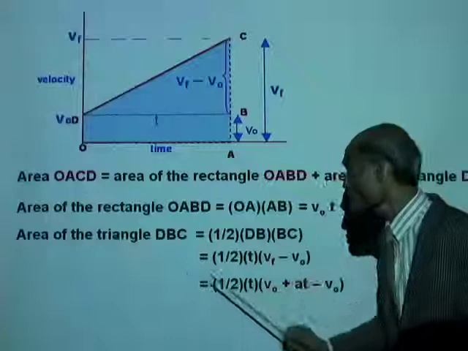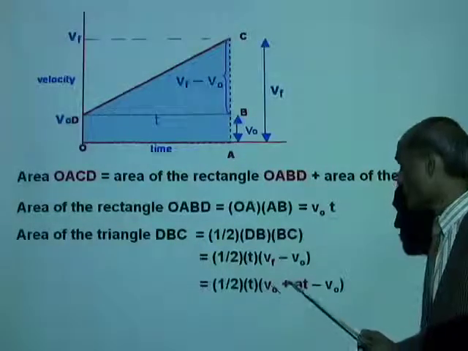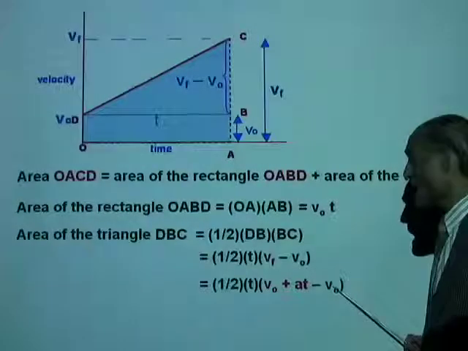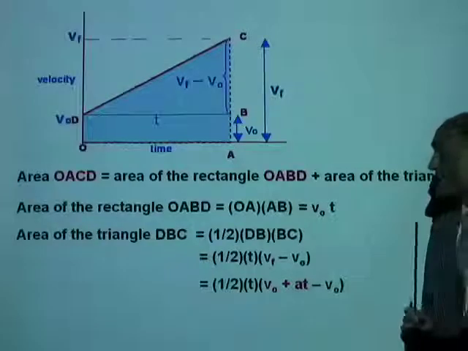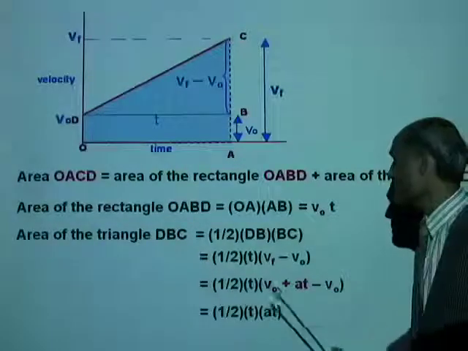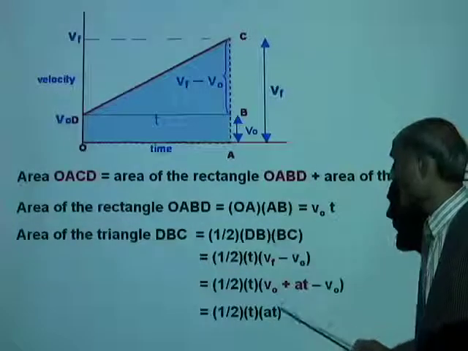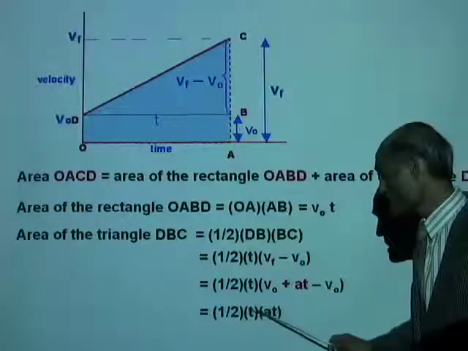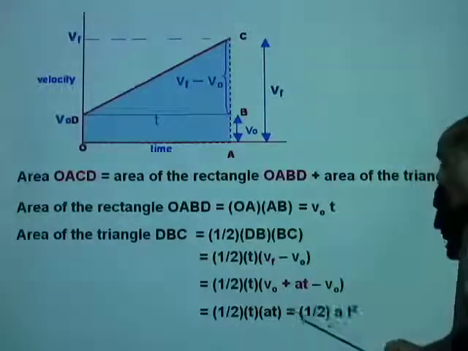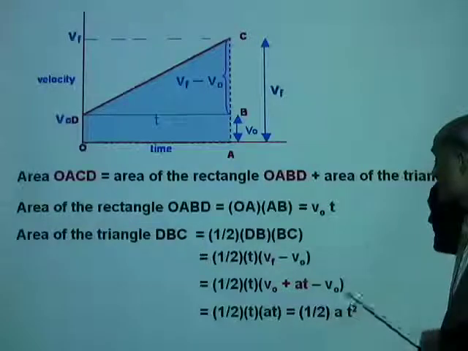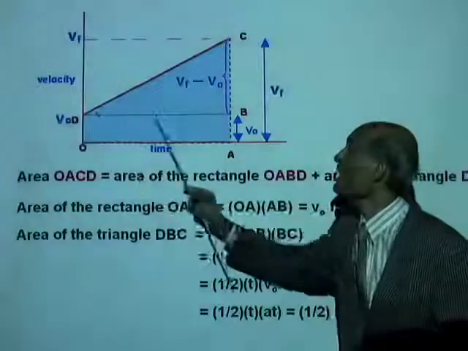So the area of the triangle now is 1/2 t times (V0 plus AT minus V0). Look at this. V0 and V0 will cancel. And that gives us 1/2 t multiplied by AT, and t multiplied by t makes it t squared. So that will be 1/2 AT squared. This is the area of that triangle.